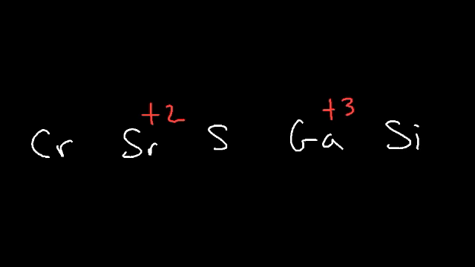Chromium is a transition metal, and transition metals could form multiple charges. Chromium could be +2. Sometimes it could be in the +3 oxidation state, but it's not going to be chromium. Silicon is a metalloid, and typically silicon usually forms positive charges as opposed to negative charges. Two common oxidation states are the +2 and the +4 oxidation state.